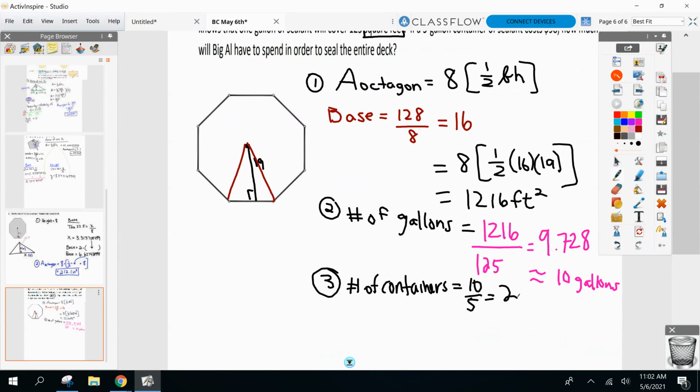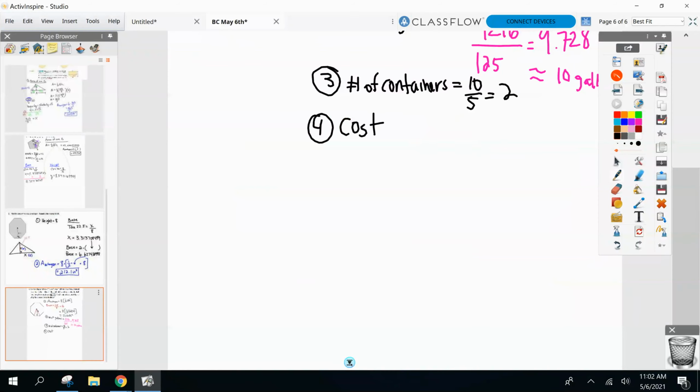Now let's finish it. Cost. Two containers times how much per container? Ooh, $98. Big Al's going big. $196.